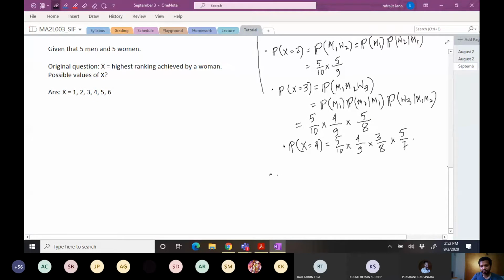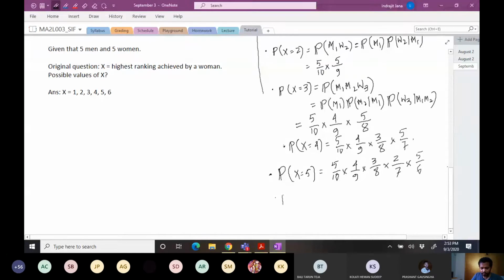And actually, let me write it down. So x is equal to 5 is going to be 5 over 10. First person is a man, and second person is also a man, which is 4 over 9. And third person is also a man, which is 3 over 8. Fourth person is also a man, which is 2 over 7. And final one is a woman, which is 5 over 6.